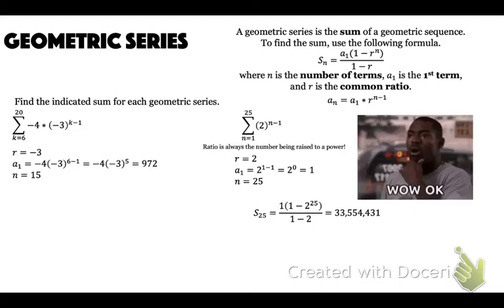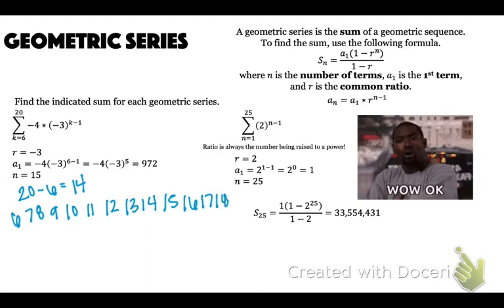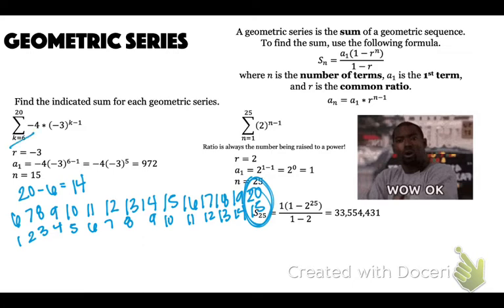Now, if you remember how to find n, if we just do 20 minus 6, you get 14. But if we count all the terms, so if we go 6, 7, 8, 9, 10, 11, 12, 13, 14, 15, 16, 17, 18, 19, 20, there are 15 terms there. Okay, it's because when you subtract, you're excluding one of them. And that's not cool. We don't want to exclude one of them. So we have to add that back in. So we're going to put plus 1 and you actually get 15.